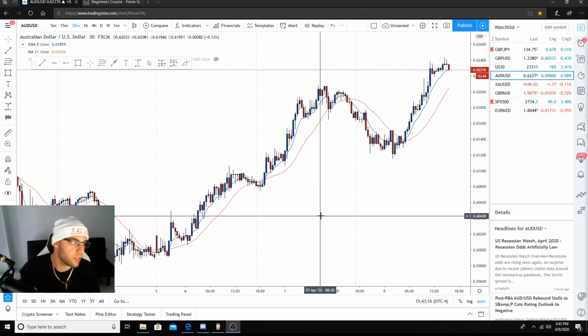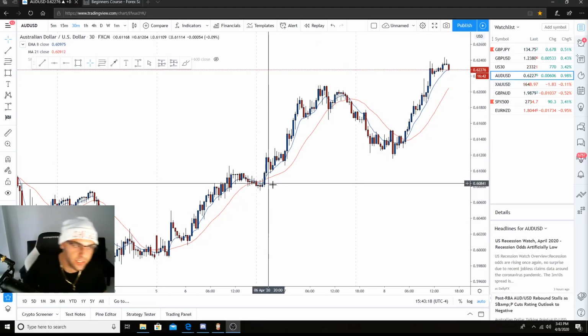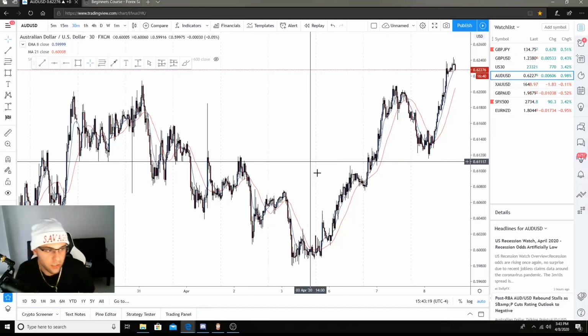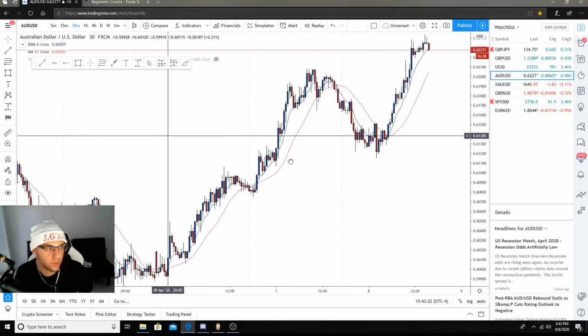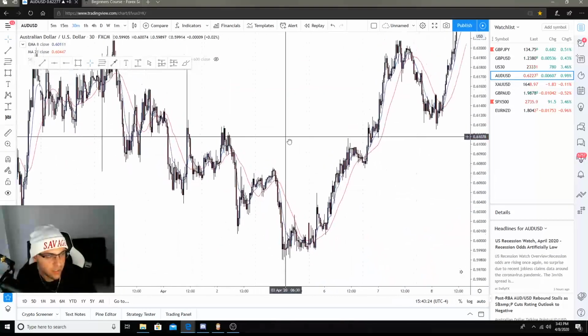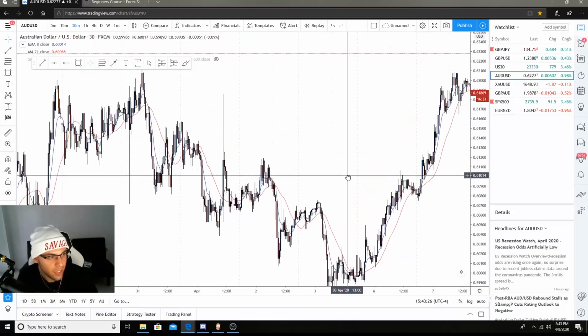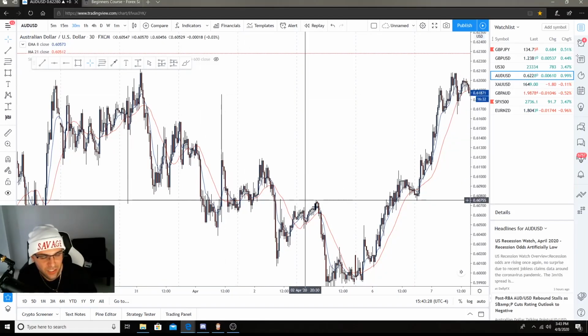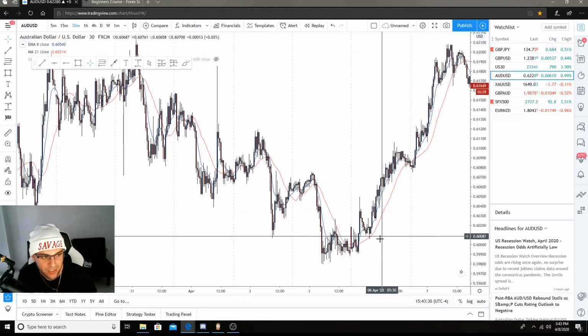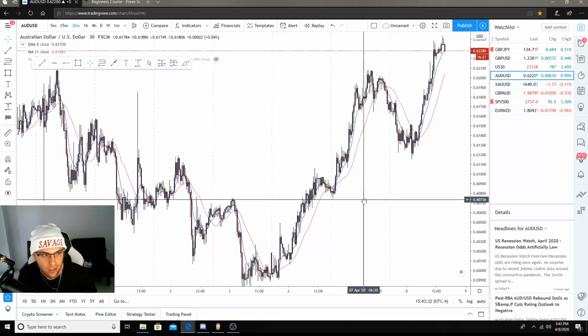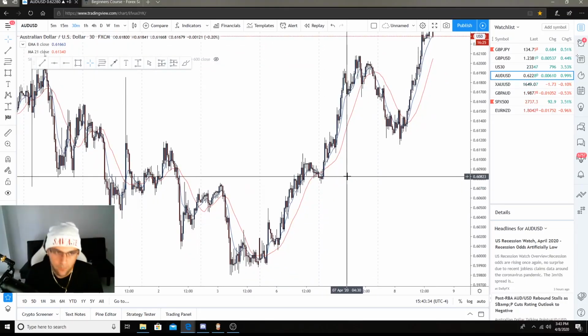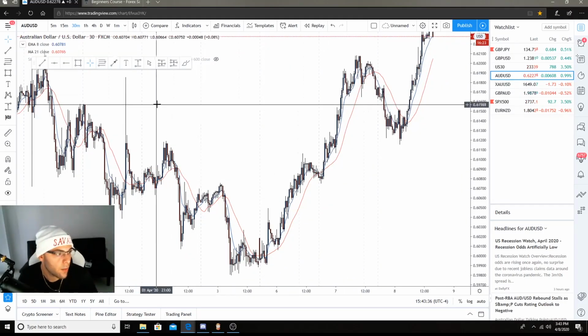Alrighty guys, so in this video we do have a different pair. We have the Australian dollar here. I want to explain to you exactly what I was explaining in the other one. You see here, we're going to spread this out, and you see how it just channels down, and then the second it breaks, it starts to go the other way. That's very, very common.